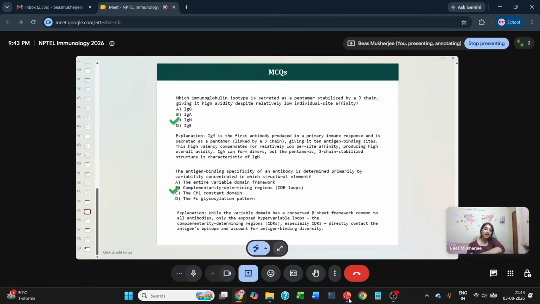That is, IgM is the first antibody produced in the primary immune response and is secreted as a pentamer linked by a J chain, giving it 10 antigen binding sites, right? So there are 10 antigen binding sites in IgM, and that is why even though a single antigen binding site has a lower affinity, the overall affinity of antigen binding is much more, that is, its avidity is very, very high. IgA can form dimers, but the pentameric J chain stabilized structure is characteristic of IgM.